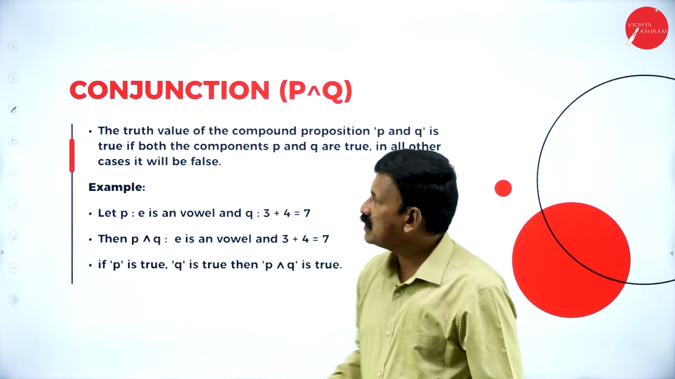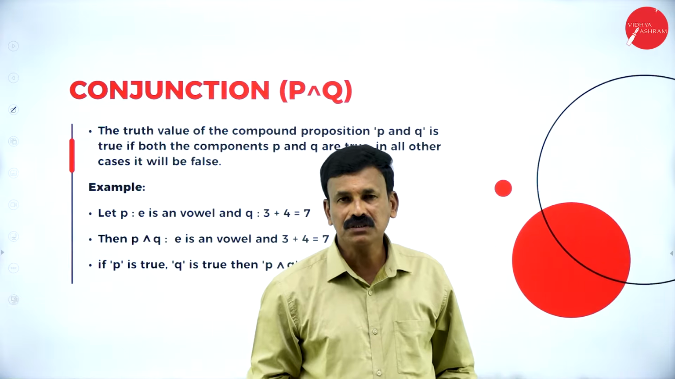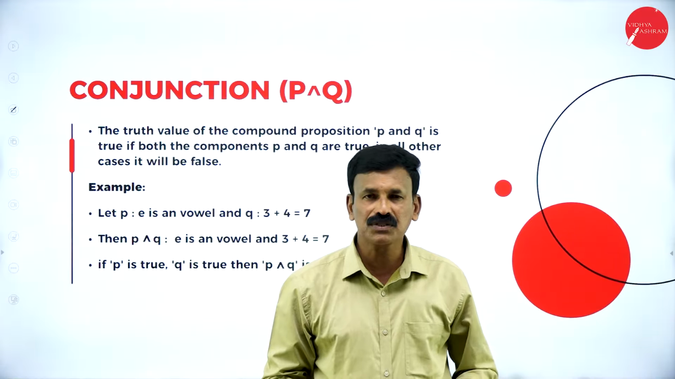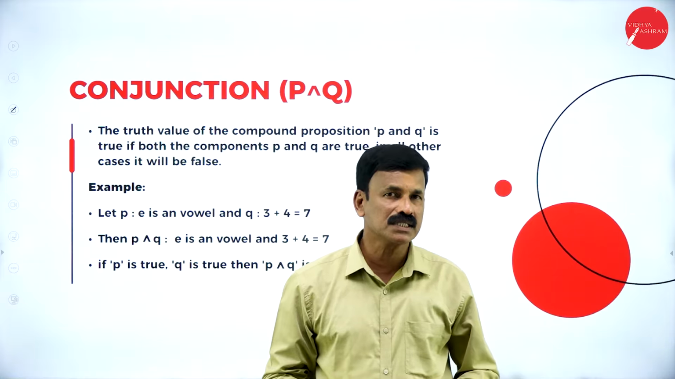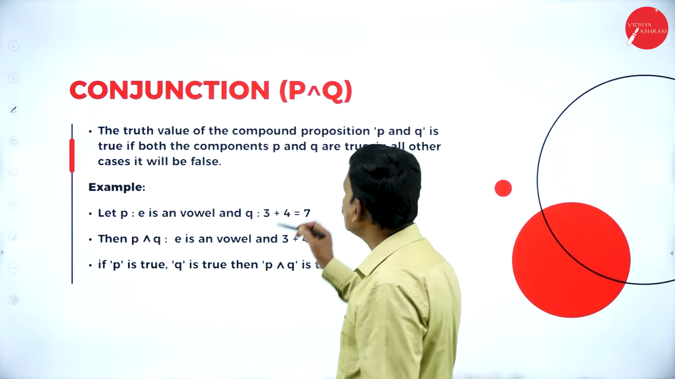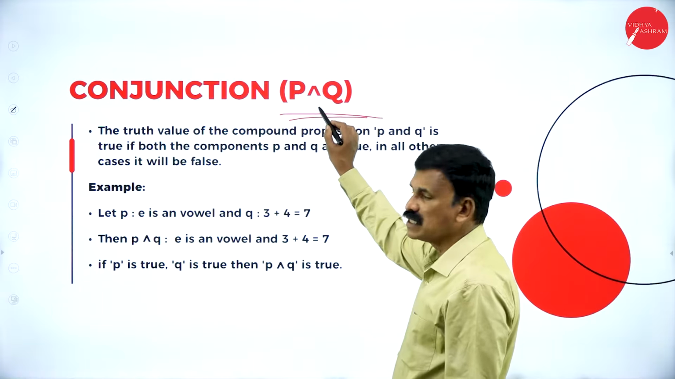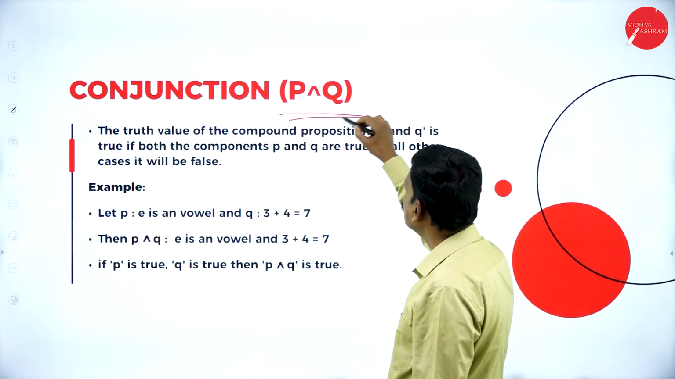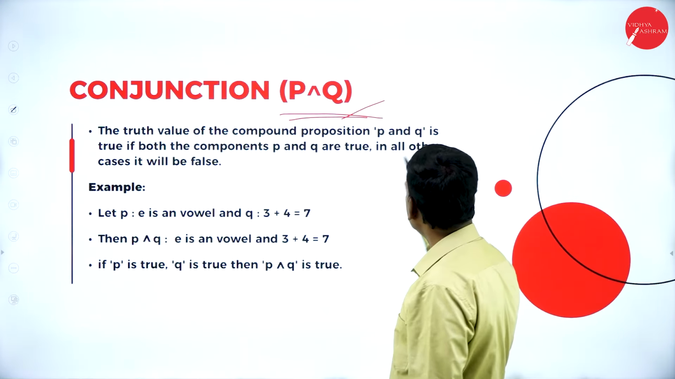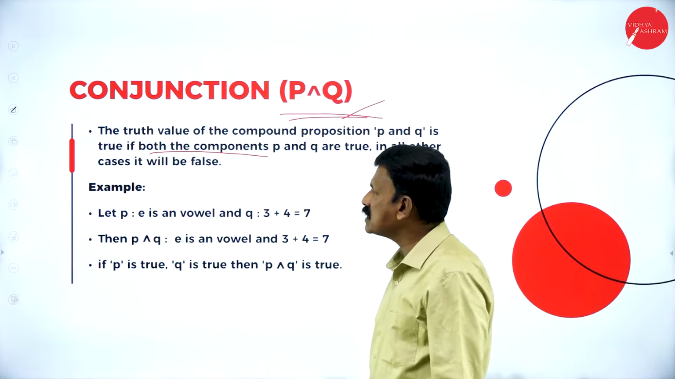Now, let us learn about the connectives in detail. The different types of connectives are conjunction, disjunction, conditional, and biconditional. These are the four connectives which we are going to use to connect two simple sentences to get a compound statement or sentence. Now, let us learn about conjunction. The symbolic representation of conjunction is this, the reverse V, that is P conjunction Q. The truth value of the compound proposition P and Q is true if both the components P and Q are true. In all other cases, it is false.